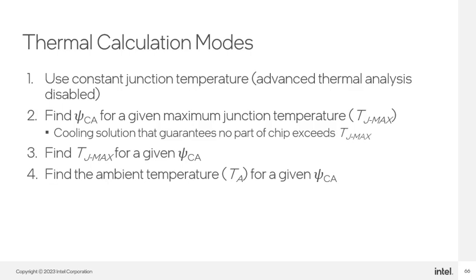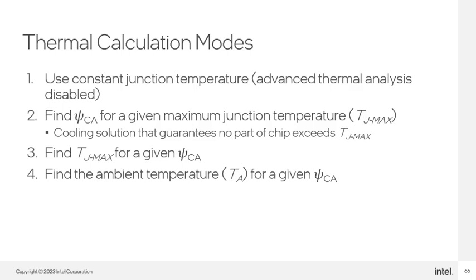The second mode is probably the most common option. In this mode, set the ambient temperature around the device and specify TJ max, a maximum desired junction temperature for any of the dies in the device. The tool will calculate a psi-CA with the assumption that at least one of the device dies is at the specified TJ max. That means that the numbers provided can be used to create a cooling solution that will keep the junction temperature for any die at or below the specified value.